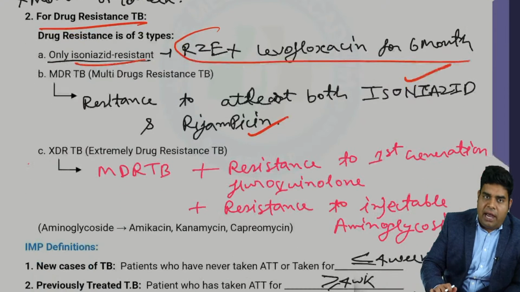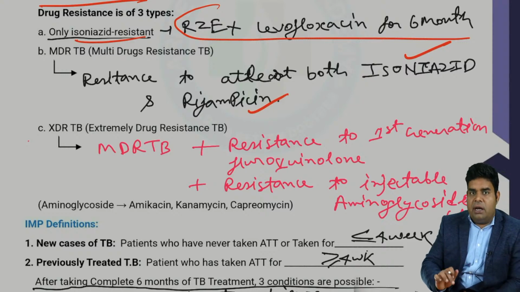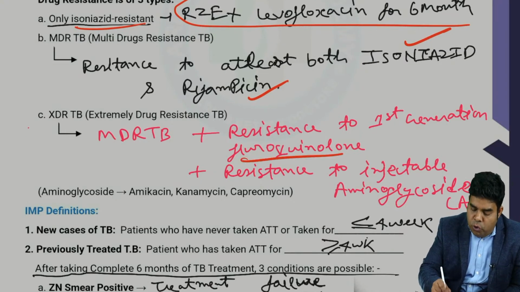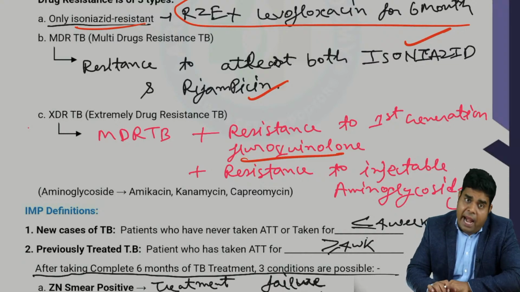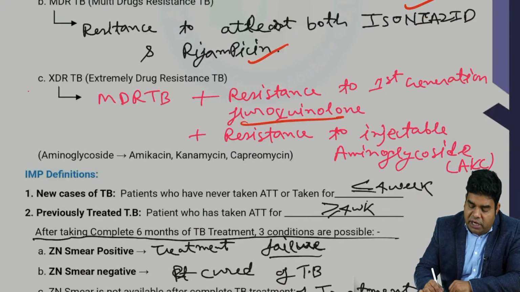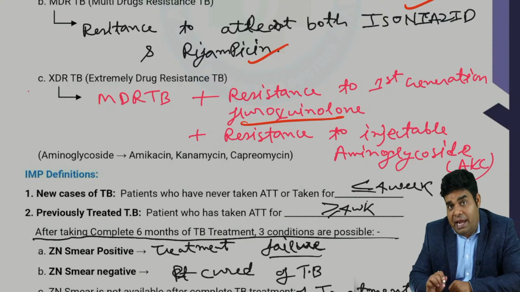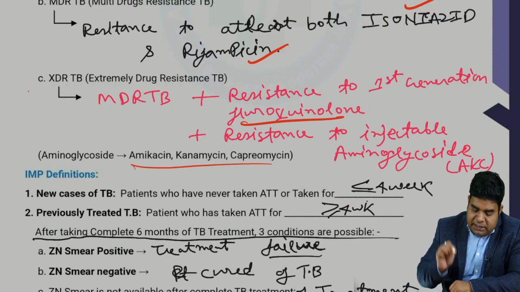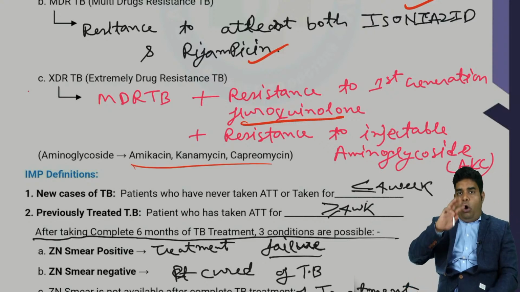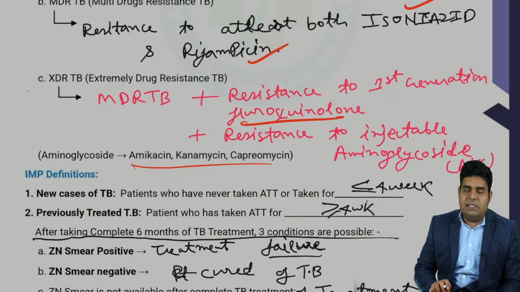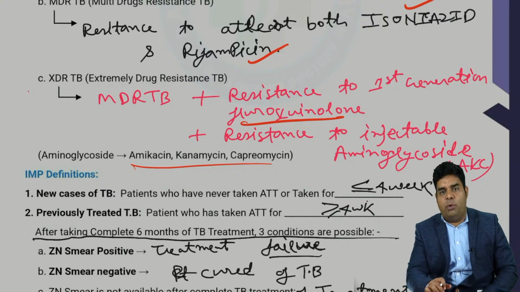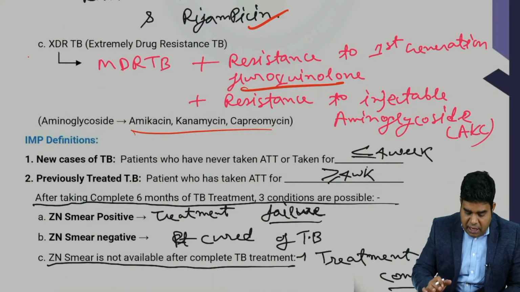And what is XDR? XDR means MDR should be there, plus resistance to fluoroquinolones like levofloxacin, sparfloxacin, gatifloxacin, ofloxacin, and plus resistance to 3 injectable aminoglycosides, AKC, which is amikacin, kanamycin, capreomycin. So if all these 3 criteria are fulfilled, then that is XDR-TB, extensive drug resistance, and these cases are definitely found in India.